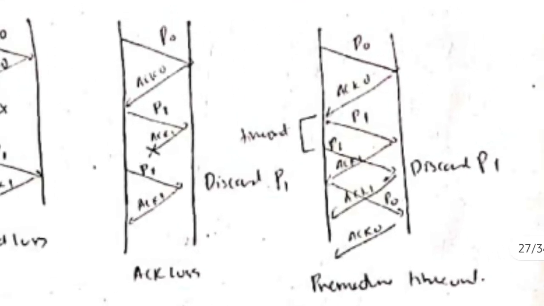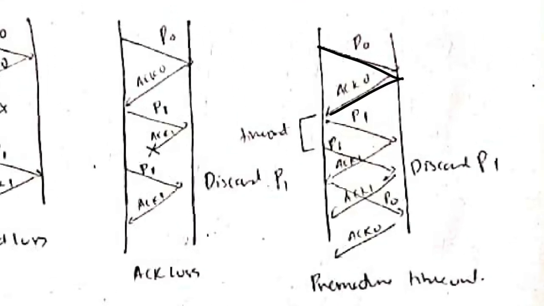Premature timeout means, observe carefully what's happening. P0 ACK0, then P1 is sent. P1 is received at this point, and it has sent the acknowledgement also, but the machine did not wait long enough. It should wait for some time for the receiver to send it. But before that, it thought that it has not received the acknowledgement till now, that means the packet has been lost. So what will he do? He will send P1 again, before the acknowledgement arrives.